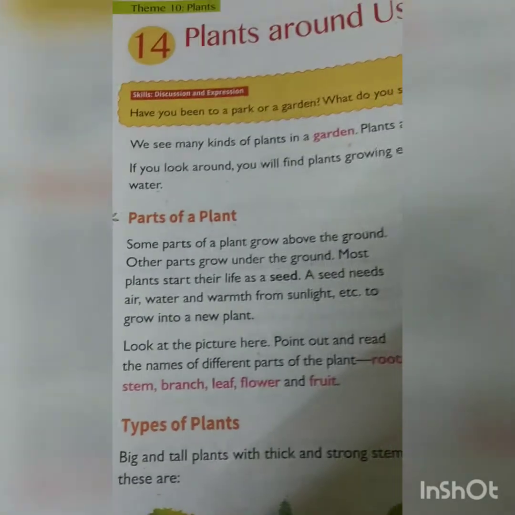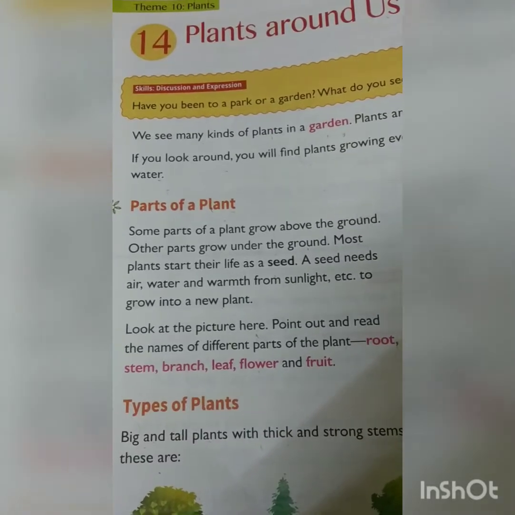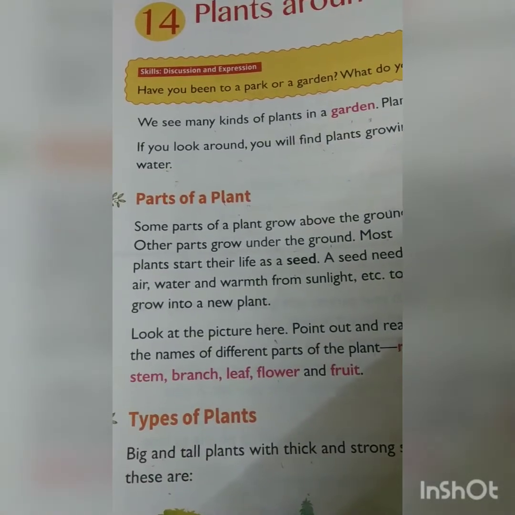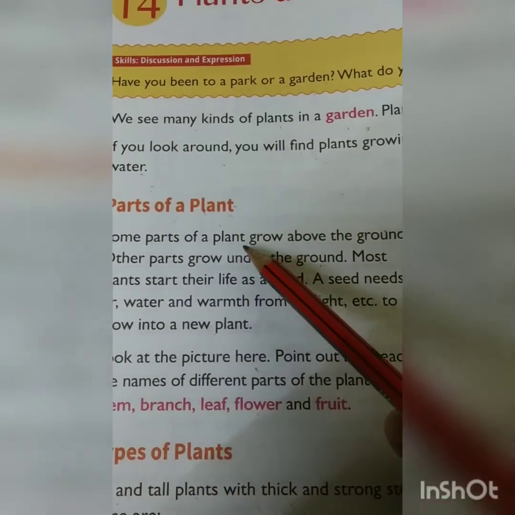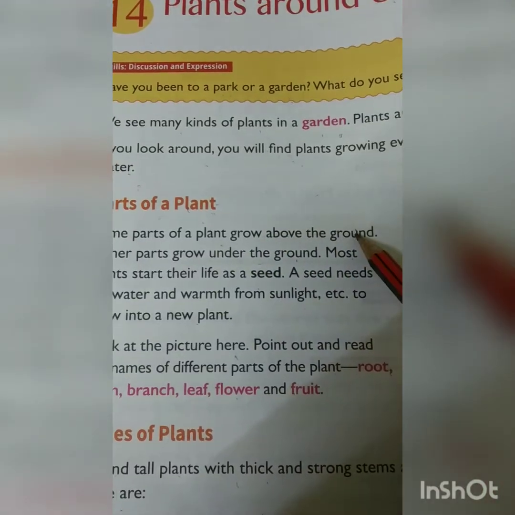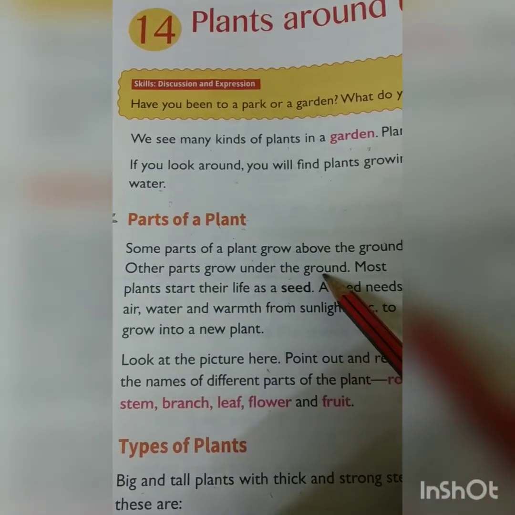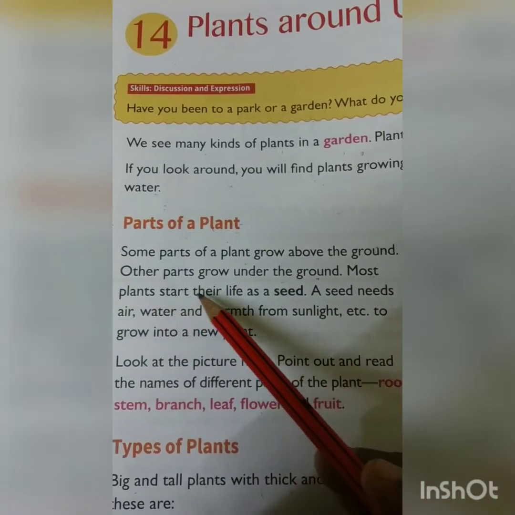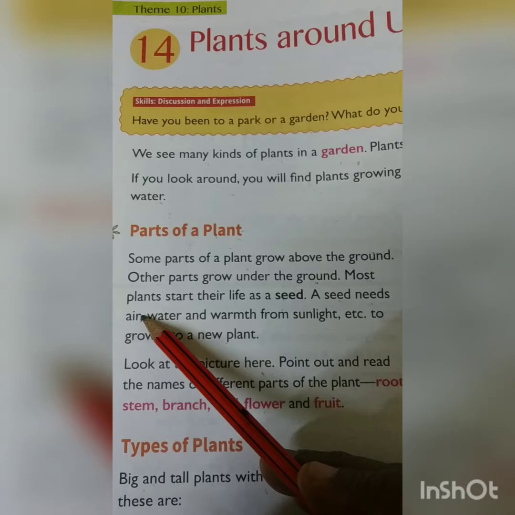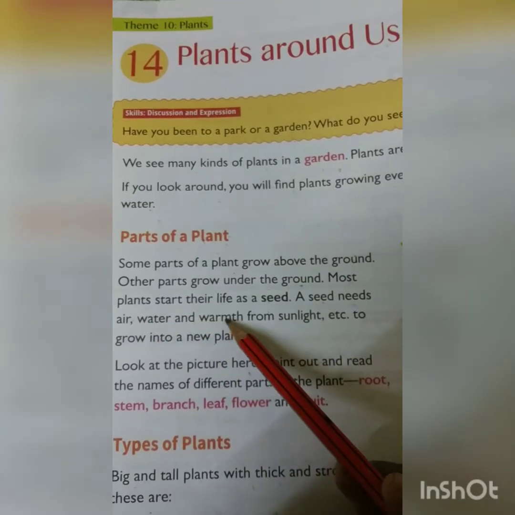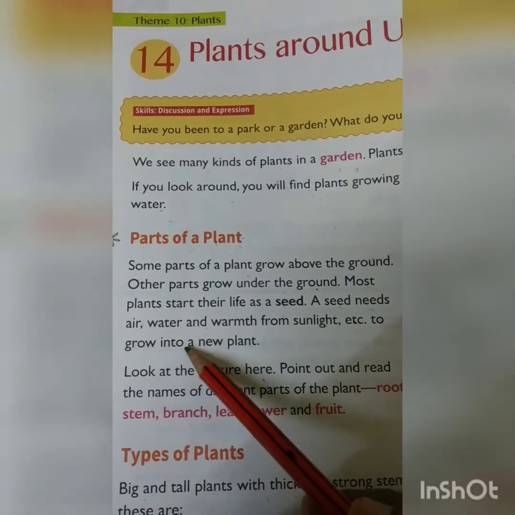So now we are going to see some of the parts of the plants. What are the parts a plant has? We are going to see. Parts of a plant. Some parts of a plant grow above the ground. Other parts grow under the ground. Most plants start their life as a seed. A seed needs air, water, and warmth from sunlight to grow into a plant.